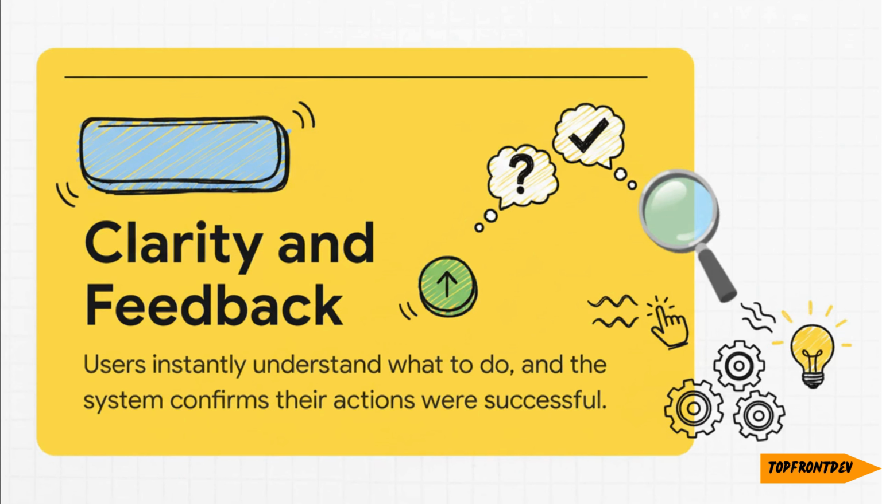Next up, clarity and feedback. A good interaction is like a good conversation. The system needs to be clear about what you can do, and then it needs to give you feedback that it heard you. So a button that looks like you can push it, that's clarity. When you tap it and it lights up or buzzes, that's feedback. It's the system saying, got it.